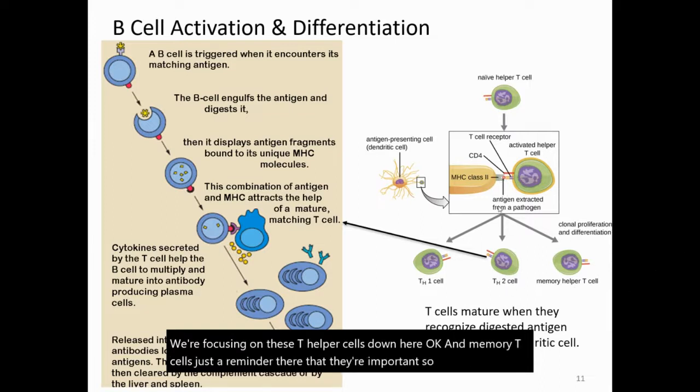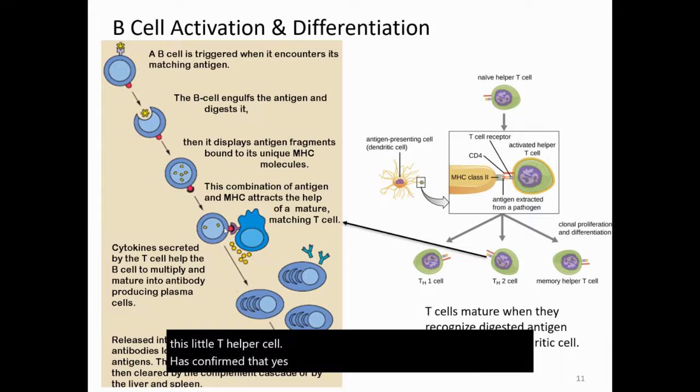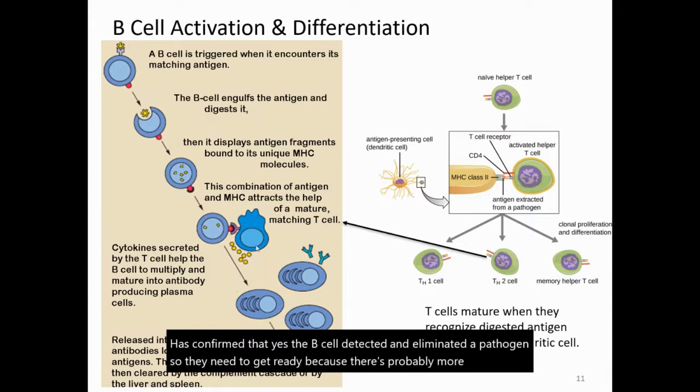So this T helper cell, what's going to happen next is this little T helper cell is going to come over here to this B cell and be like, so you think you caught a pathogen? Let's make sure of it, okay? And so you'll notice they're binding. When there's binding involved, that means there is a match. This little T helper cell has confirmed that yes, the B cell detected and eliminated a pathogen. So they need to get ready because there's probably more pathogens swarming around.